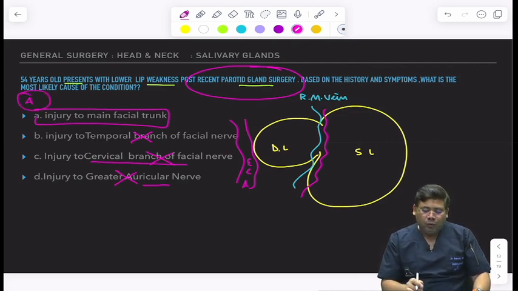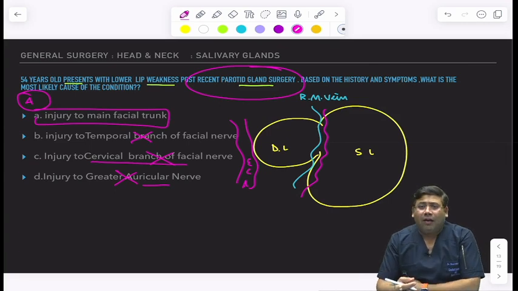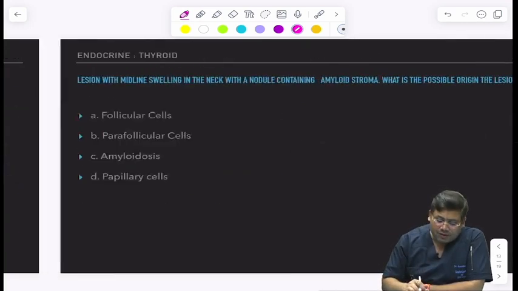If this is the option, and if they have asked about mandibular branch, it should be the answer in that case.